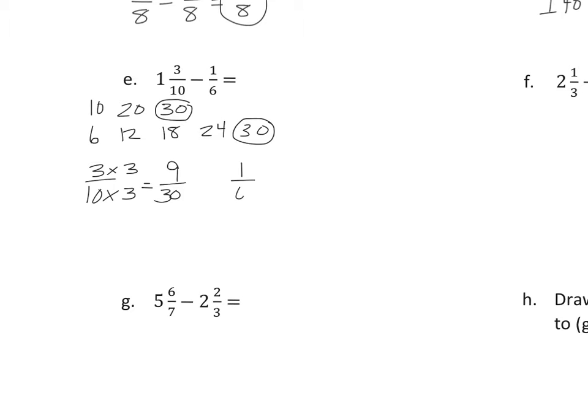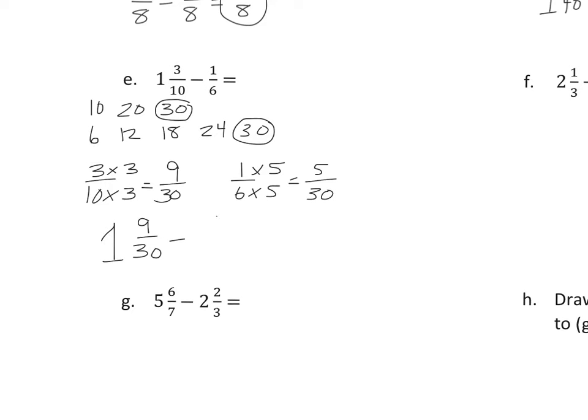And now I'm going to take 1/6 and multiply this fraction by 5, because it will give me a denominator of 30 and a numerator of 5. And so now I can rewrite the expression. Remember, I have that 1 whole up above, and 3/10 is the same thing as saying 9 over 30.